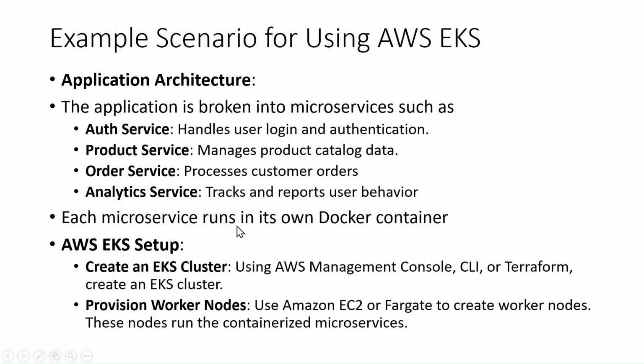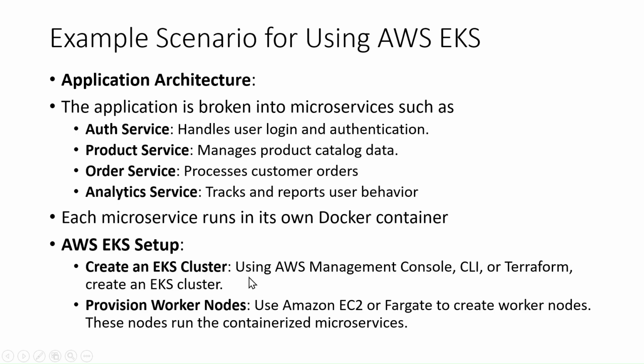Each microservice runs in its own Docker container image. So initially we need a Docker container image for each of these microservices, and it should be pushed to Docker Hub or the Elastic Container Registry. From there we can pull the containerized image into Kubernetes. But before that we need to have the cluster.